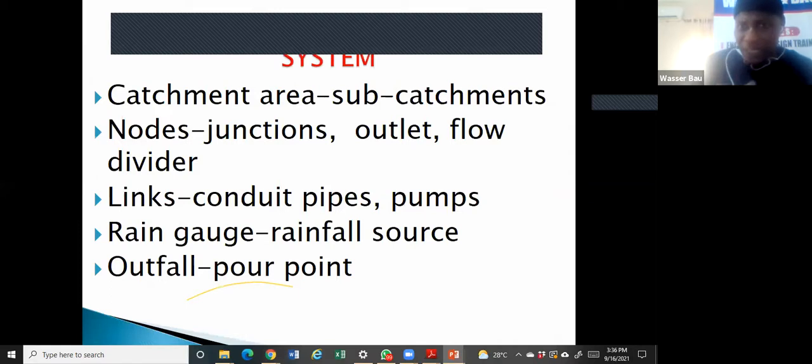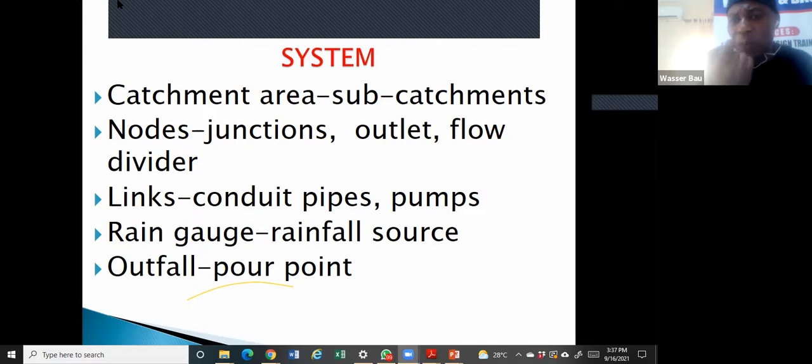I'm rushing these things because these are things we just do to lay foundation. So for a network, for a system, you have the catchments and subcatchments. Then you have the nodes, the junction, the outlets, the flow divider. That's for the software. Then you have the link. The link, you have the conduit pipes. The link and the conduit pipe are the same thing. Then you have the pump. Then you have the rain gauge. You have the rainfall source. And then you have the outfall pour points. So these are the major elements of a drainage system, whether it's for sewer or it's for stormwater.